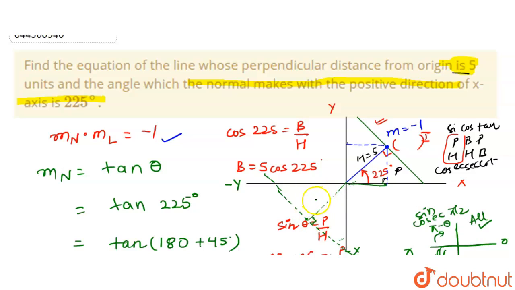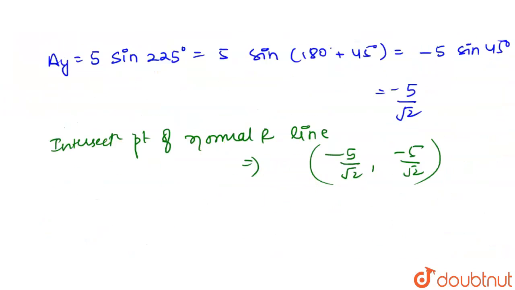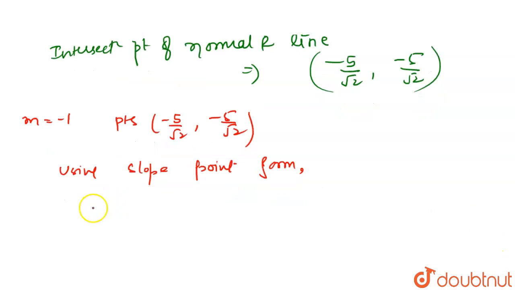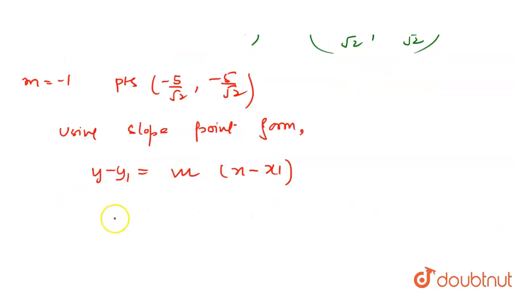That is, the distance between the normal and the origin is 5. So this point is what? Minus 5 by root 2 and minus 5 by root 2, right? So we will have the equation of the line, as m is minus 1 and the points are minus 5 upon root 2 and minus 5 upon root 2. So using the slope point form, we will write here that y minus y1 is equal to m times x minus x1, where x1, y1 are the passing points. So y minus 5 by root 2, right?